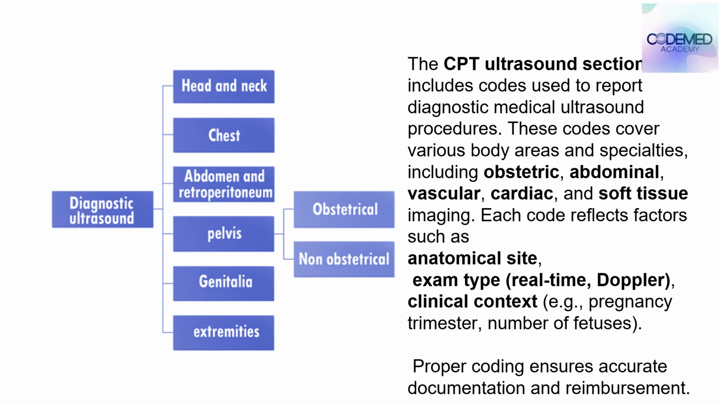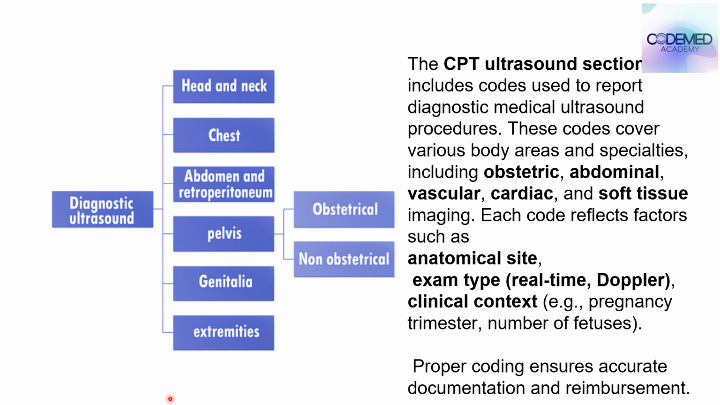This code covers the various body areas and the specialty, including the obstetric, abdominal, vascular, cardiac, and the soft tissue imaging. Each code reflects the factors such as anatomical site, exam type, whether it is a real time or Doppler, and then the clinical context, like whether you have done the ultrasound for the pregnancy or it is non-pregnancy condition, and if it is a pregnancy, the trimester number of the fetuses also plays important role. The proper coding ensures the accurate documentation and reimbursement.